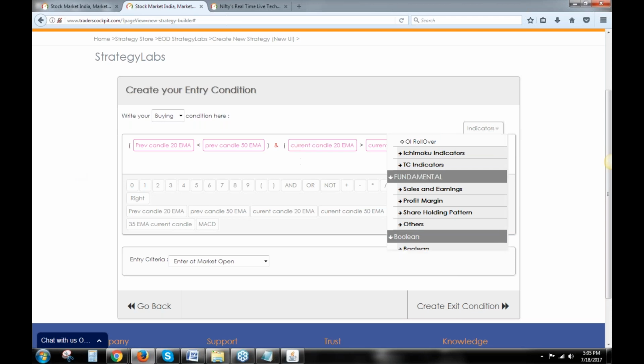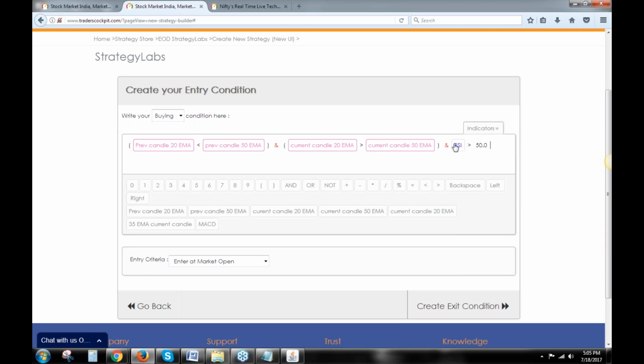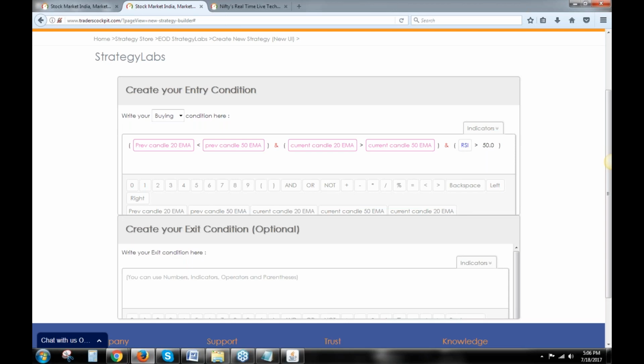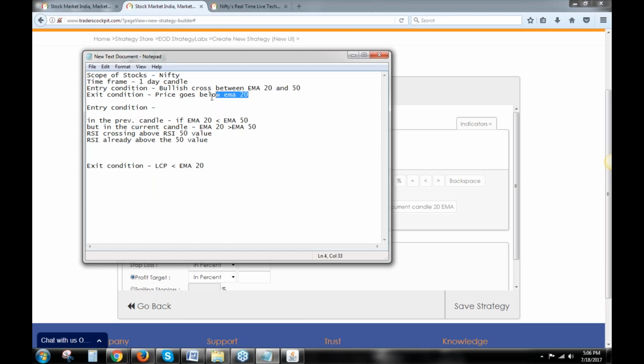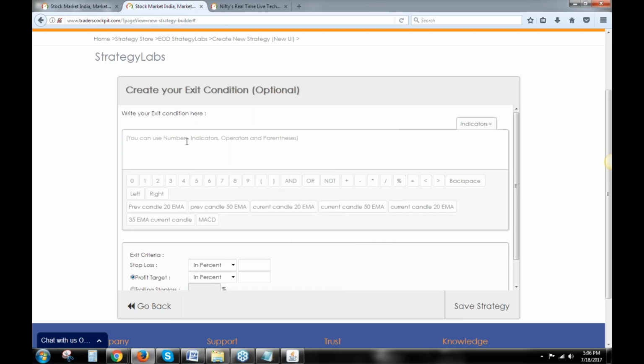Once the entry condition is created, we will move on to the exit setup. This is how the entry condition looks, and once this is created, we move on to the exit setup. The criteria were defined initially: exit will happen as and when the price goes below EMA 20. It's not a difficult thing to code actually. For this, we just need to get the EMA 20 value.